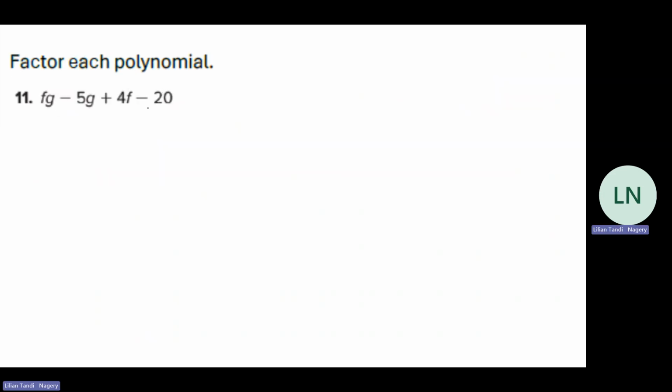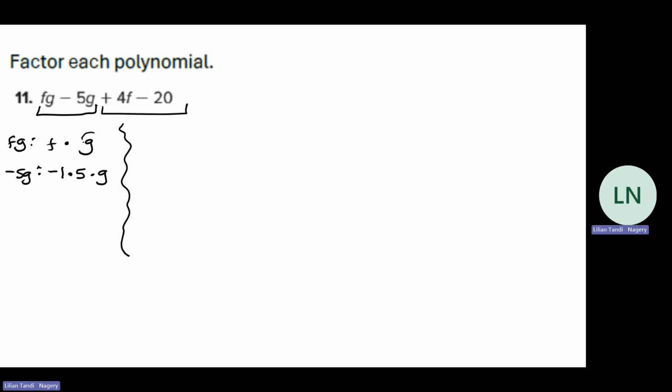Okay, let's factor these polynomials. I will do this, and then I will do this. Fg will become f times g. Negative 5g will become negative 1 times 5 times g. Common factor is g. Greatest common factor is g. g outside, f minus 5.